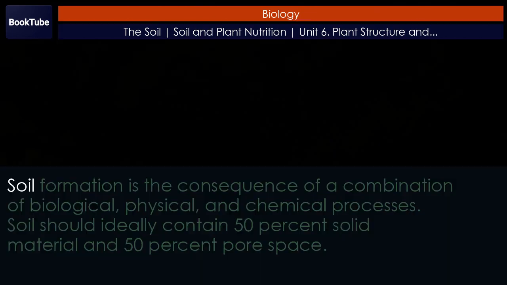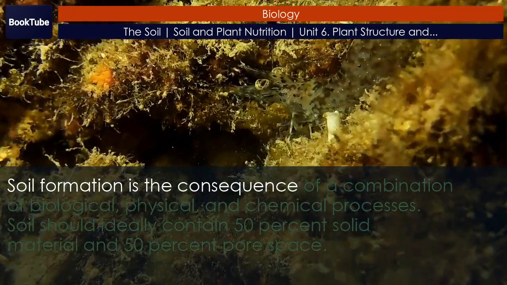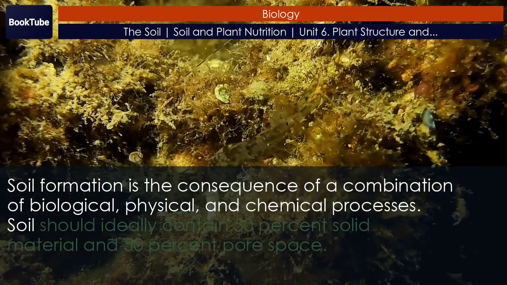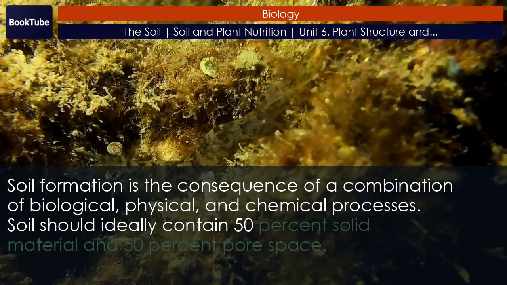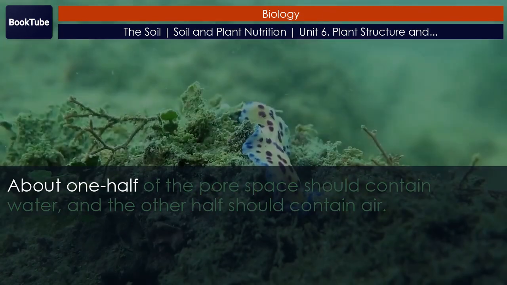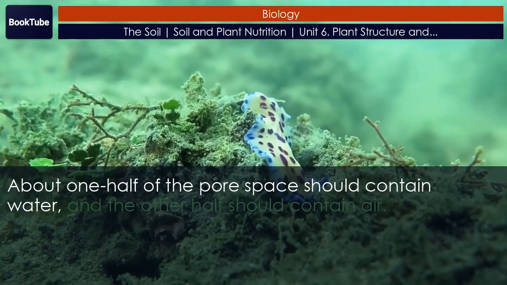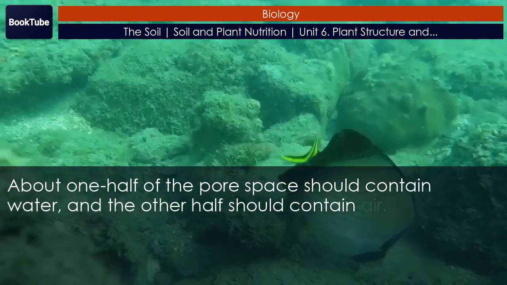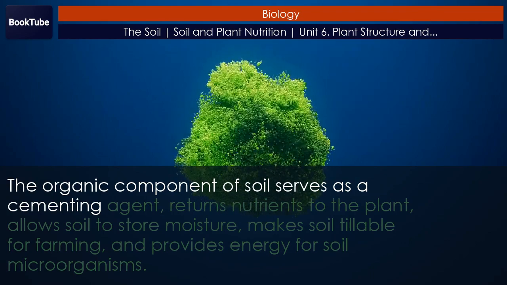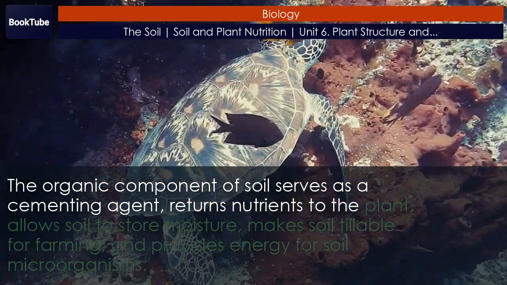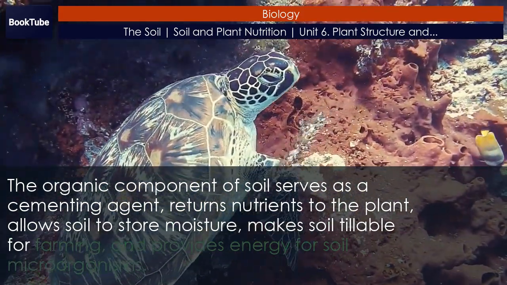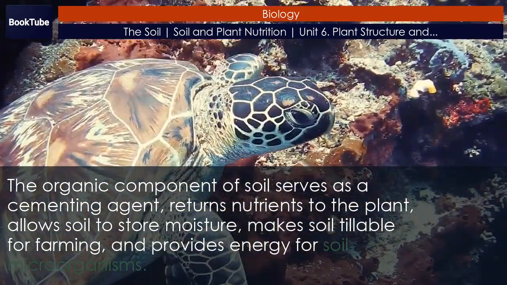Soil formation. Soil formation is the consequence of a combination of biological, physical, and chemical processes. Soil should ideally contain 50% solid material and 50% pore space. About one half of the pore space should contain water, and the other half should contain air. The organic component of soil serves as a cementing agent, returns nutrients to the plant, allows soil to store moisture, makes soil tillable for farming, and provides energy for soil microorganisms.